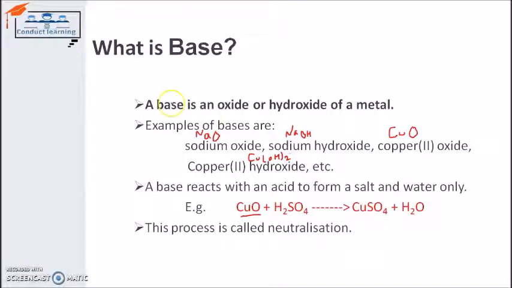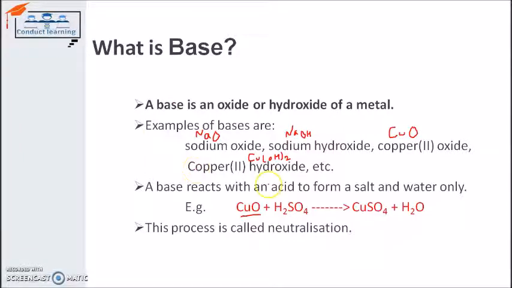So that means to say, a base is an oxide or hydroxide of a metal. So you can identify a base by just looking at a metal. If oxygen is combined with it, it is a base. Or if the OH negative ion is combined with it in the chemical formula, it is a base.